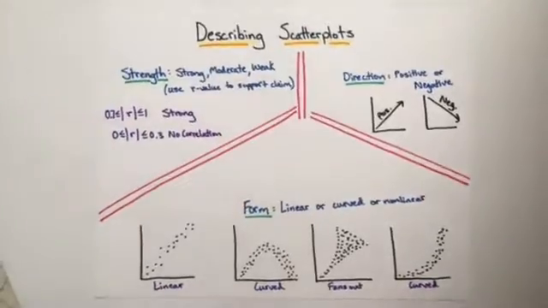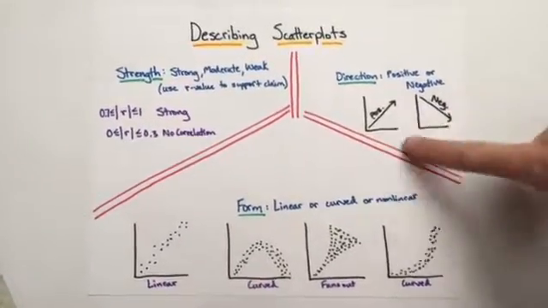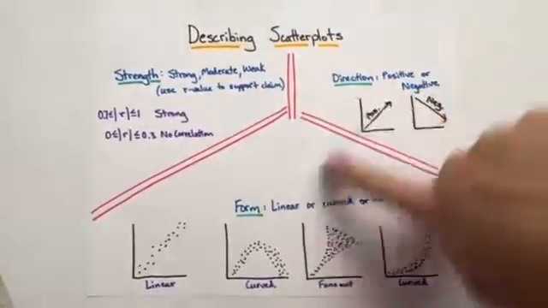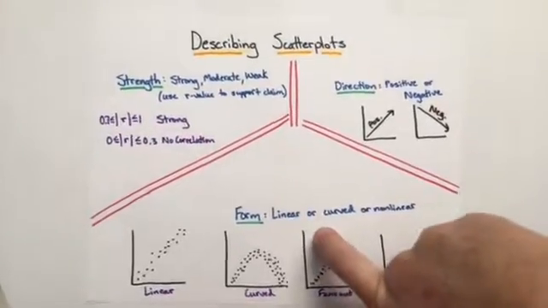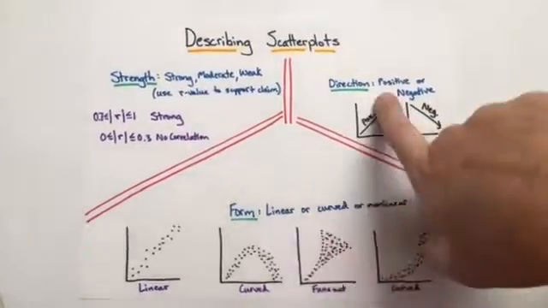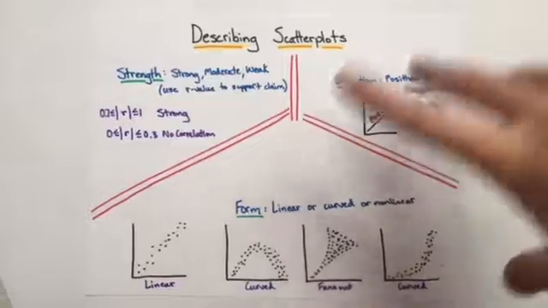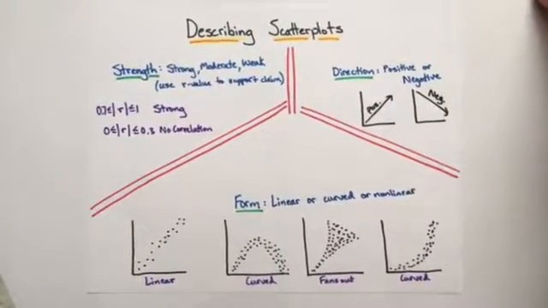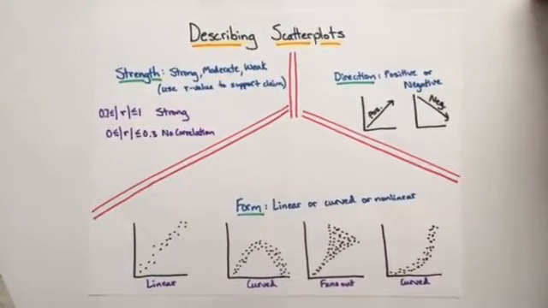And one more look back over here. When you're describing a scatterplot, make sure you include strength, direction, and form unless you are specifically asked for only one or two of these. But if you're just asked to describe the scatterplot, make sure you include all three parts.